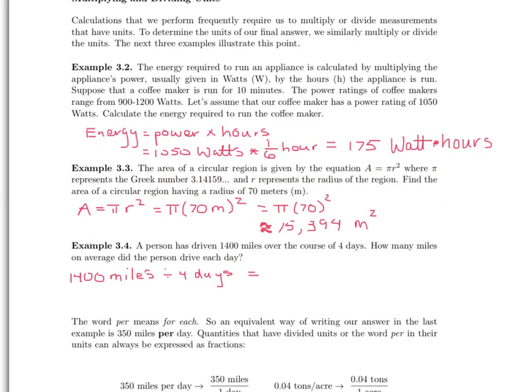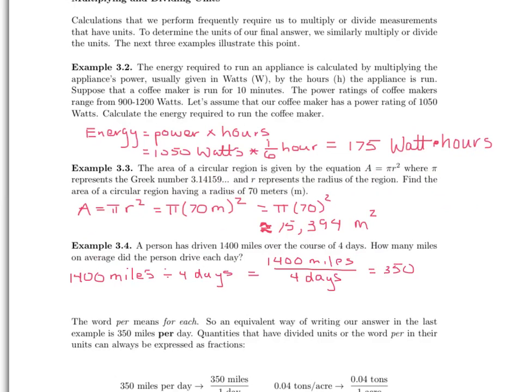Now, we can also write this as 1,400 miles over 4 days. This is two different ways of expressing the same division. So if we have to take this 1,400 and divide it by 4, we will arrive at 350. So how many miles on average did the person drive each day? Well, the answer is 350. But what are the units?